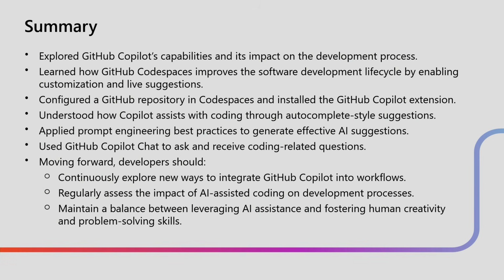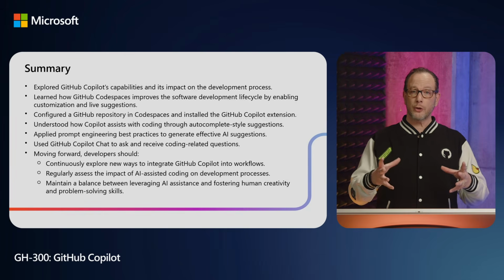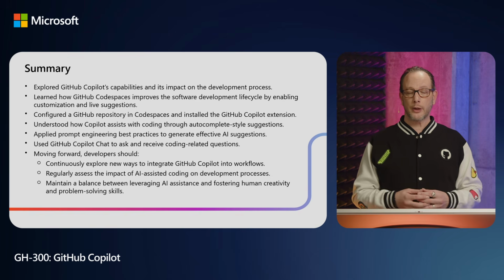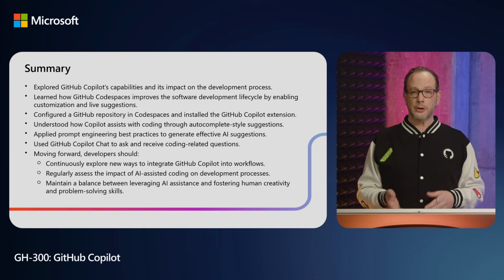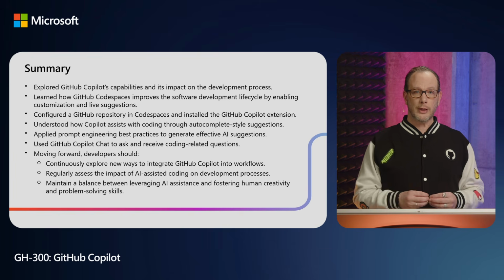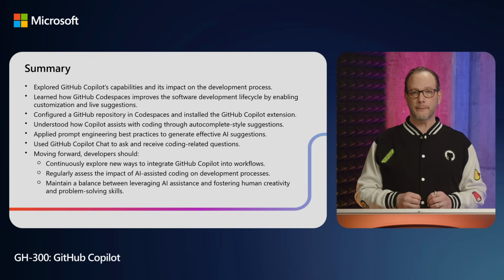This brings me to the end of this module. So let's bring everything together by once more reinforcing what we explored: Copilot's impact on productivity, workflow integration using Codespaces, and practical prompt engineering techniques. It also emphasizes a forward-looking mindset. Developers, again, like yourself, are encouraged to continuously evaluate how exactly AI-assisted coding affects your work, and then balance automation with human creativity and judgment. Copilot is that powerful accelerator. It's not a shortcut to thinking.